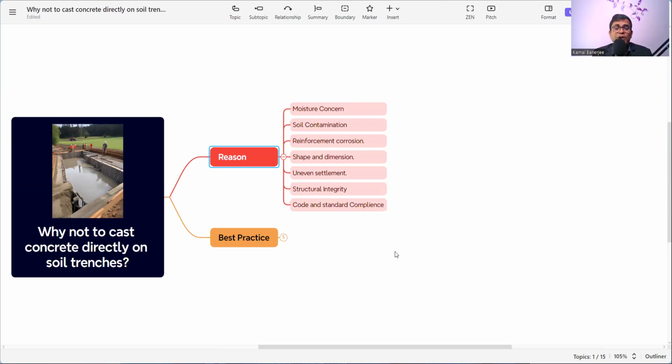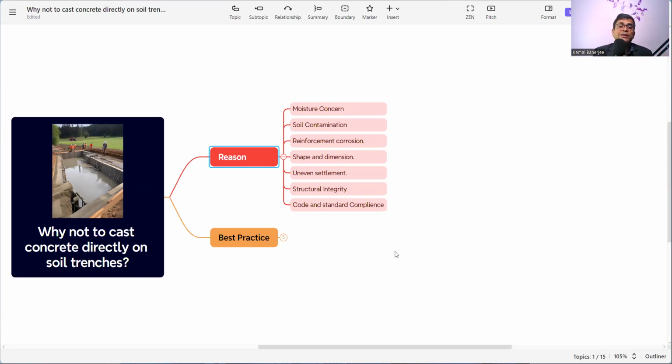Suppose the soil condition is very dry, and if we pour the concrete, the soil will take the water from the concrete, and the water inside the concrete will be less to do the hydration. What is hydration? Hydration is the chemical reaction between the cement and the water. So we put inside the concrete the minimum required amount of water which is required to react with the cement to make it a hardened paste. Now, if the soil takes the water, then there will be less water inside the concrete and it will not react properly with the cement.